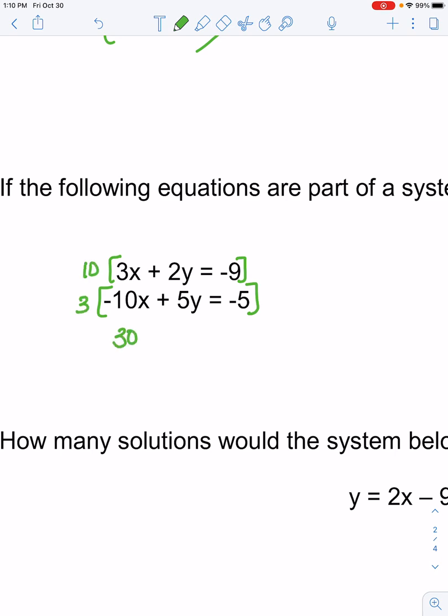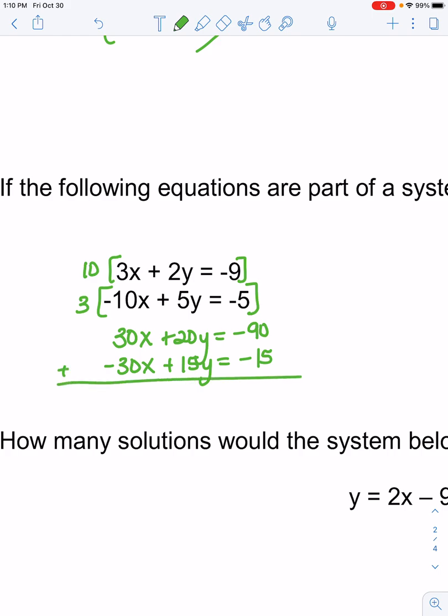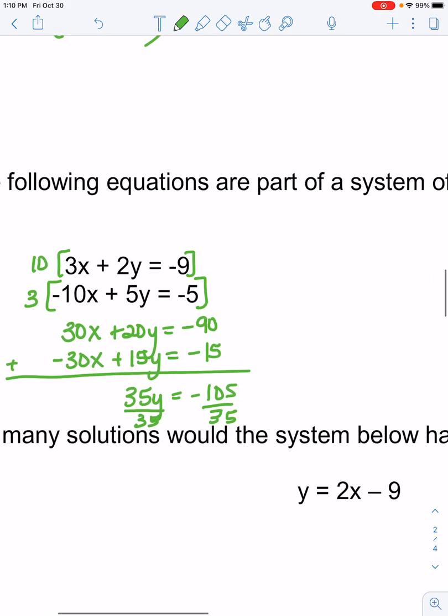So I've got 30x plus 20y equals negative 90. And then here on the bottom, I've got negative 30x plus 15y equals negative 15. Now I can add them together, and my x's eliminate. Divide both of these by 35. Ooh, positive. And y is going to equal negative 3.